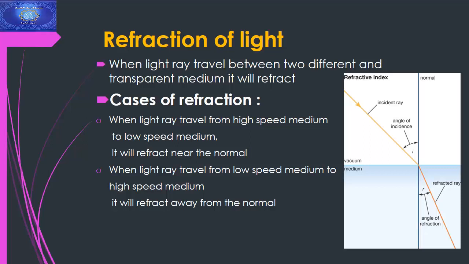We have two cases for refraction. Refraction may occur near the normal or away from the normal, depending on the speed of the wave. First case, when a light ray travels from a high speed medium to a low speed medium, it will refract near the normal. Same when the light ray travels from air to water, it will refract near the normal. Second case, when a light ray travels from a low speed medium to a high speed medium, it will refract away from the normal. Same when it travels from water to air, in this case the refraction occurs away from the normal.